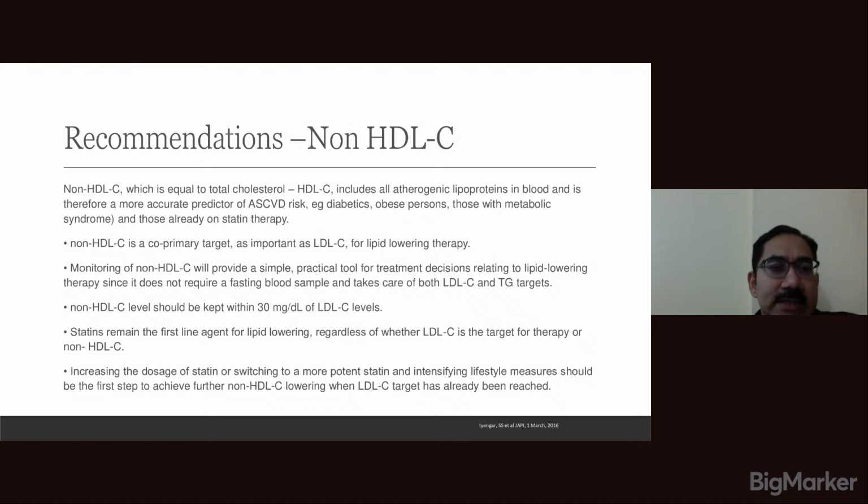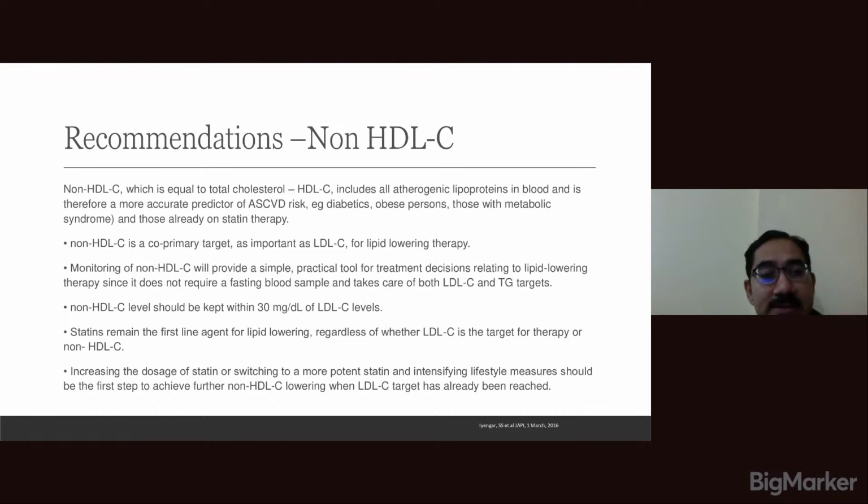Non-HDL cholesterol is a co-primary target and is also an important target once we start therapy on these patients. Monitoring of non-HDL cholesterol provides a simple practical tool for treatment decisions relating to lipid lowering therapy, since it does not require fasting samples as compared to LDL and triglyceride levels. Non-HDL cholesterol should always be kept within 30 milligram per deciliter range of LDL levels.